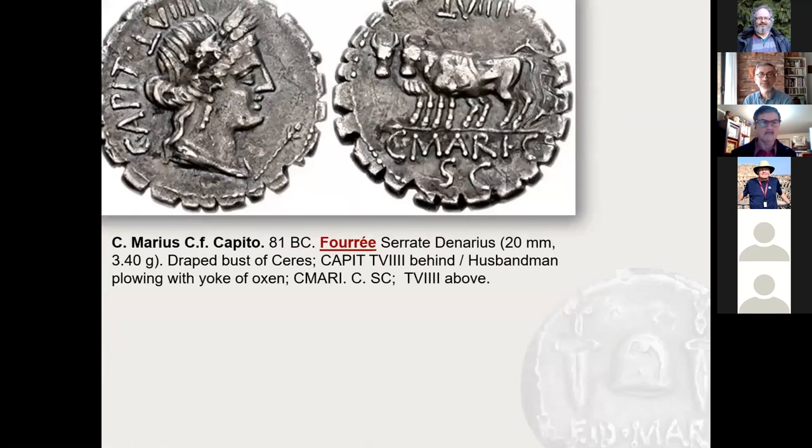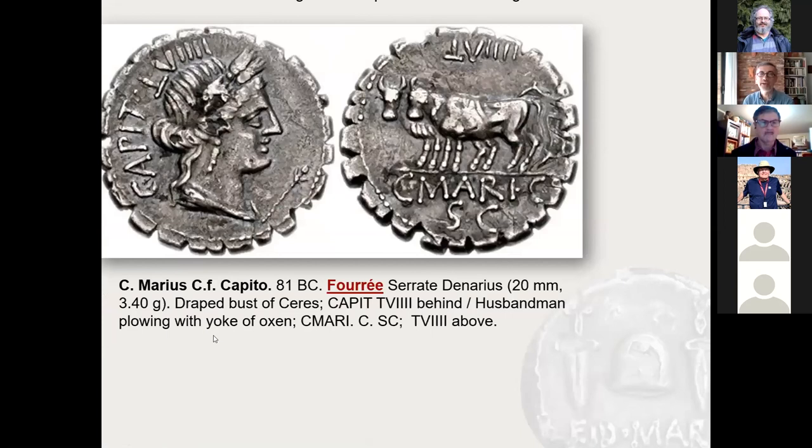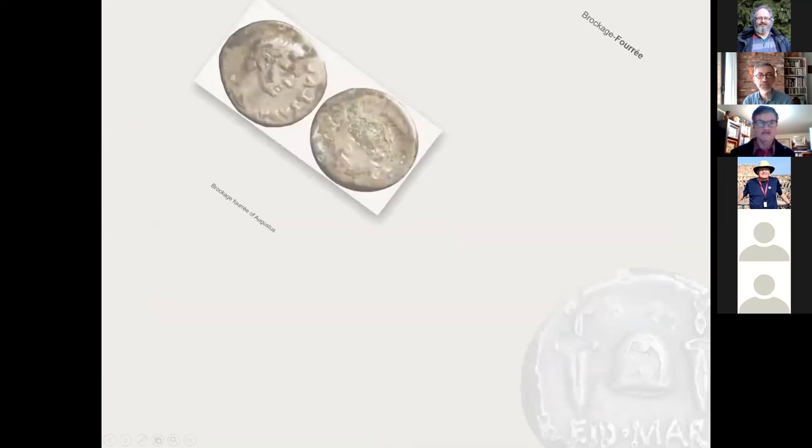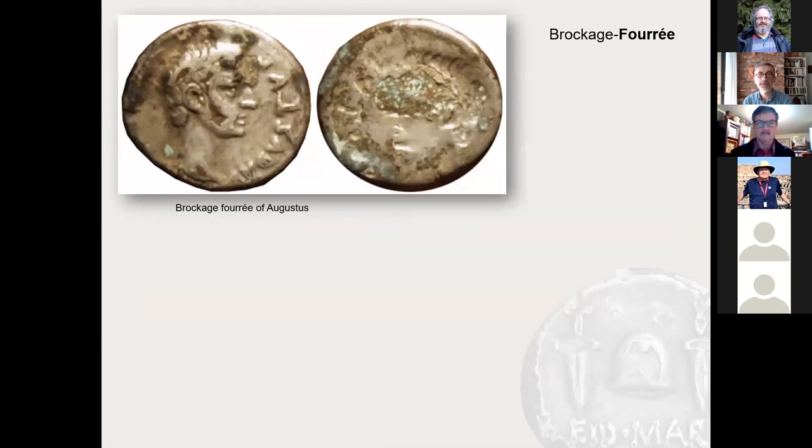Even this serrated edge failed to prevent counterfeiting. I don't believe these were just simple, interesting designs. But at the same time, they were simply counterfeited. And how about the brockages?